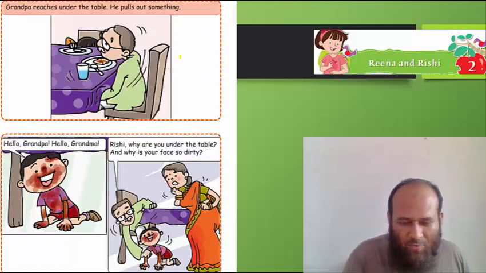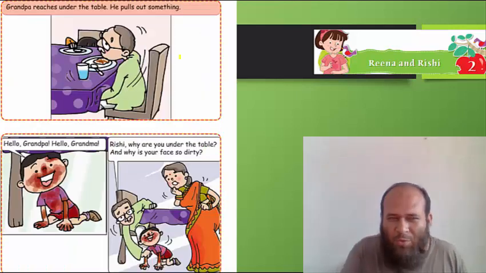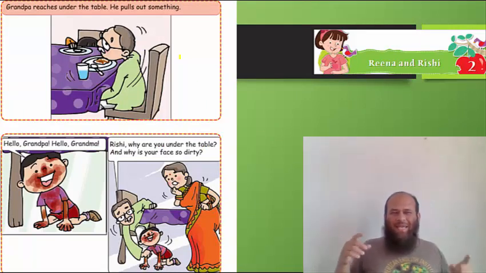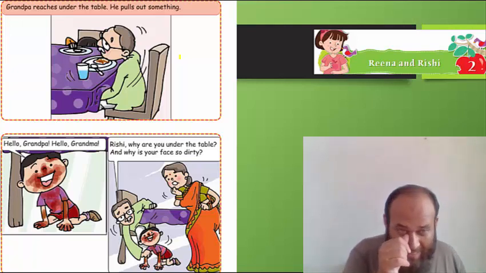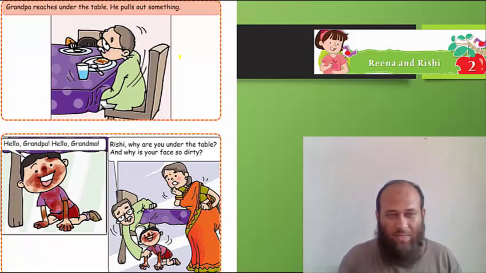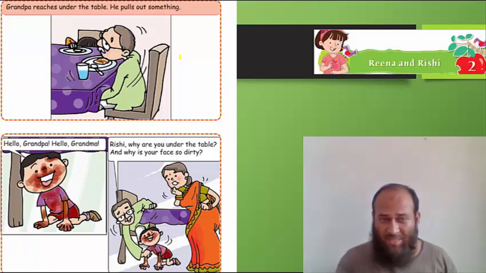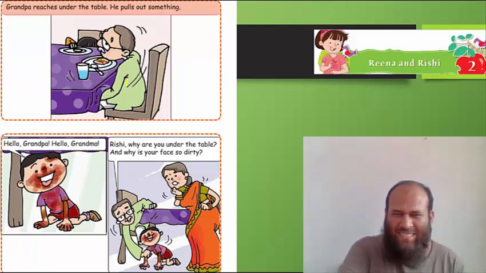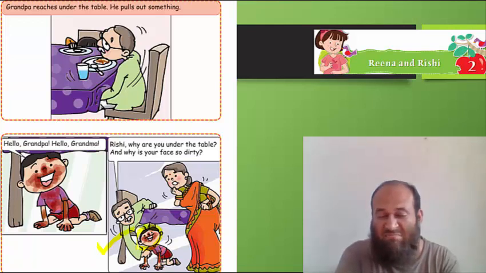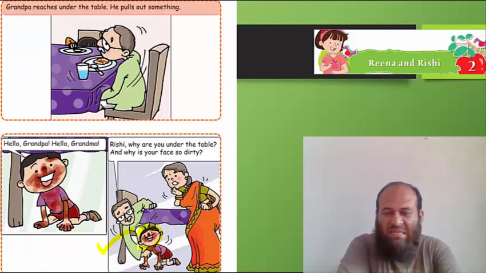And then Grandpa reaches under the table, he pulls something out. And you know what? Who was he? He was Rishi. Rishi says, "Hello, Grandpa. Hello, Grandma." "Rishi, why are you under the table and why is your face so dirty?" Who is asking this? Grandfather is asking about Rishi's face. Look at Rishi's face. Is it looking nice? I don't think so. He's not looking nice.